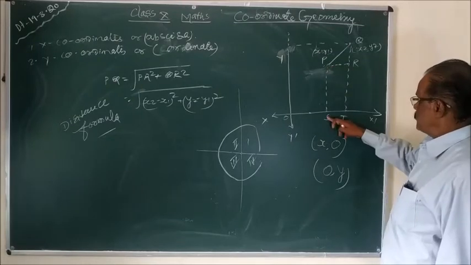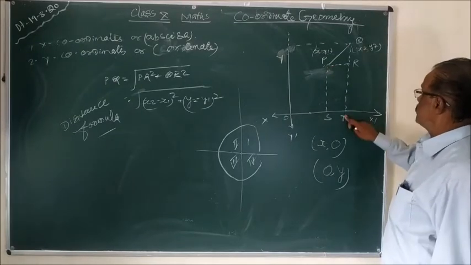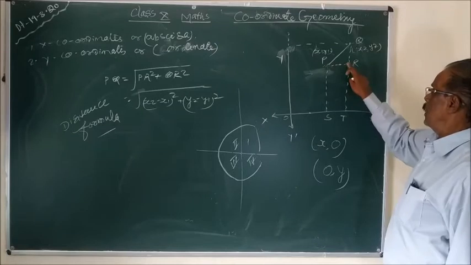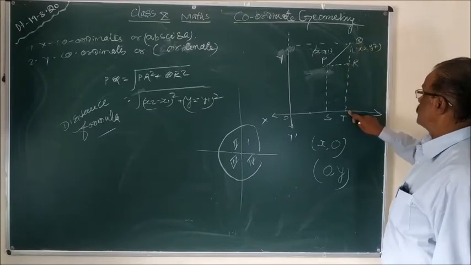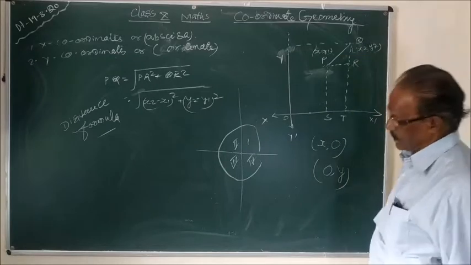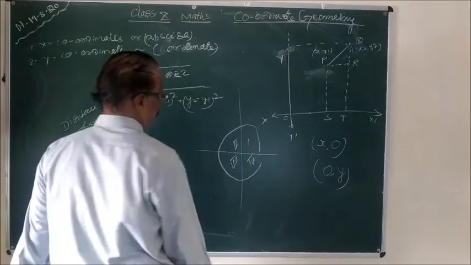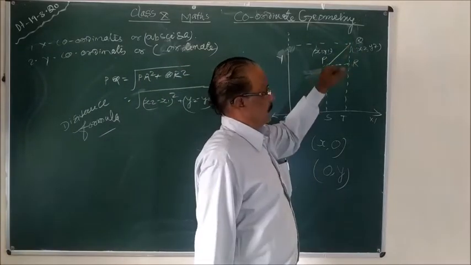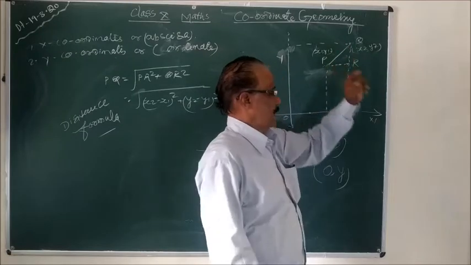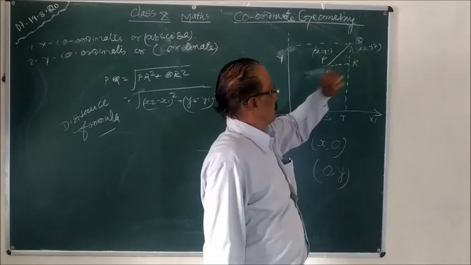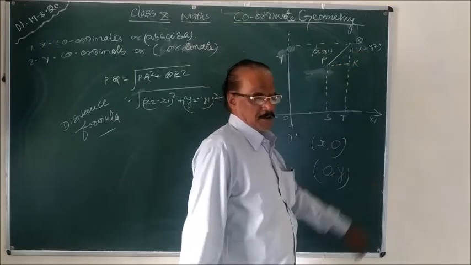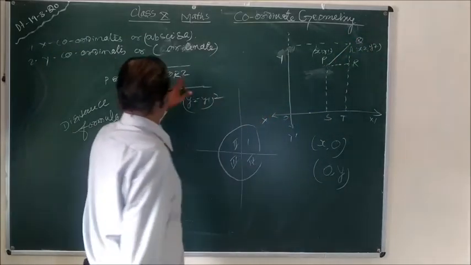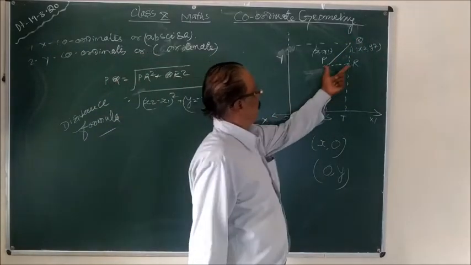Now you draw PS perpendicular on the x-axis, QT perpendicular on the x-axis. Now from P, you draw PR perpendicular on QT. So you are getting here a right triangle, PQR. You have to find PQ. This is the hypotenuse of the right triangle, and therefore we can use the Pythagoras theorem. So PR square plus QR square. Now you see PR.